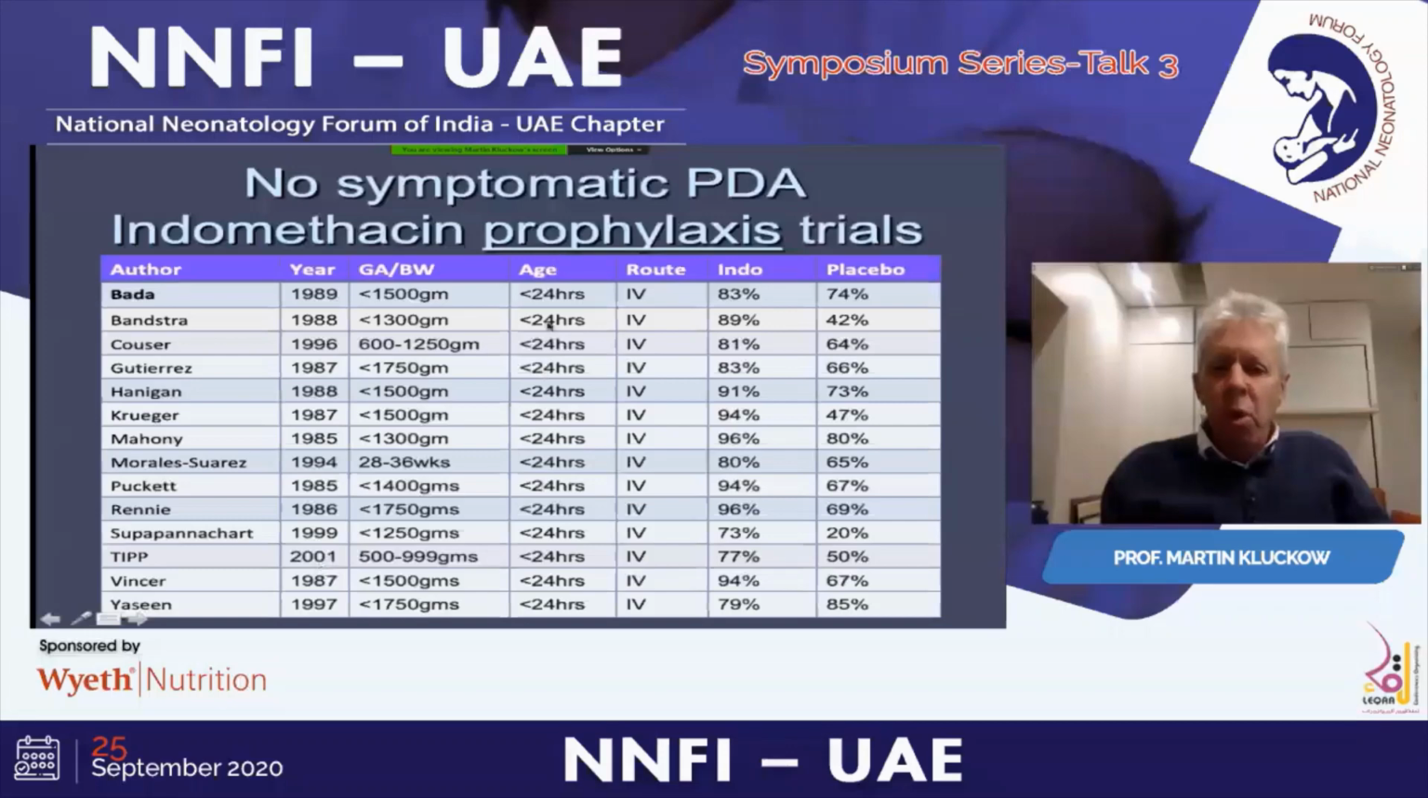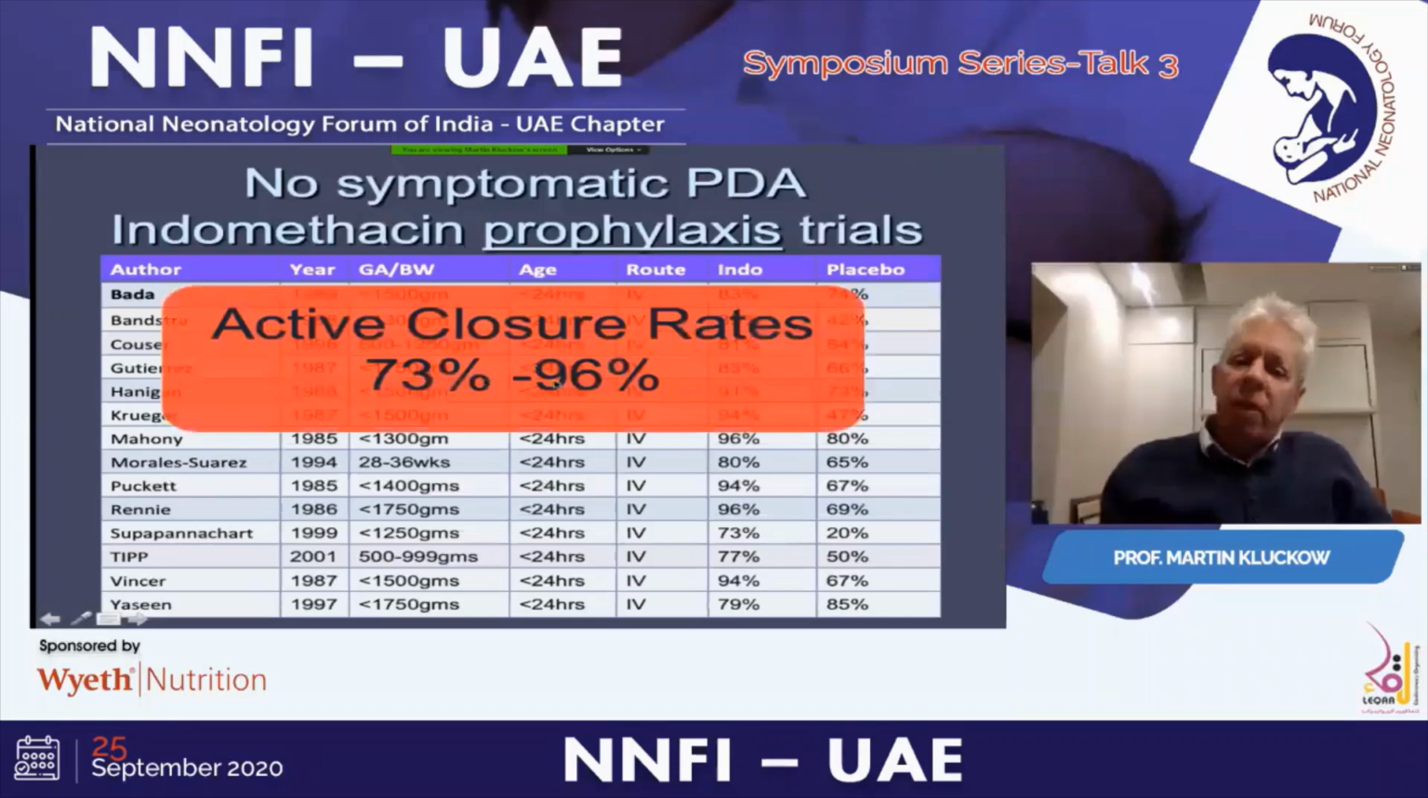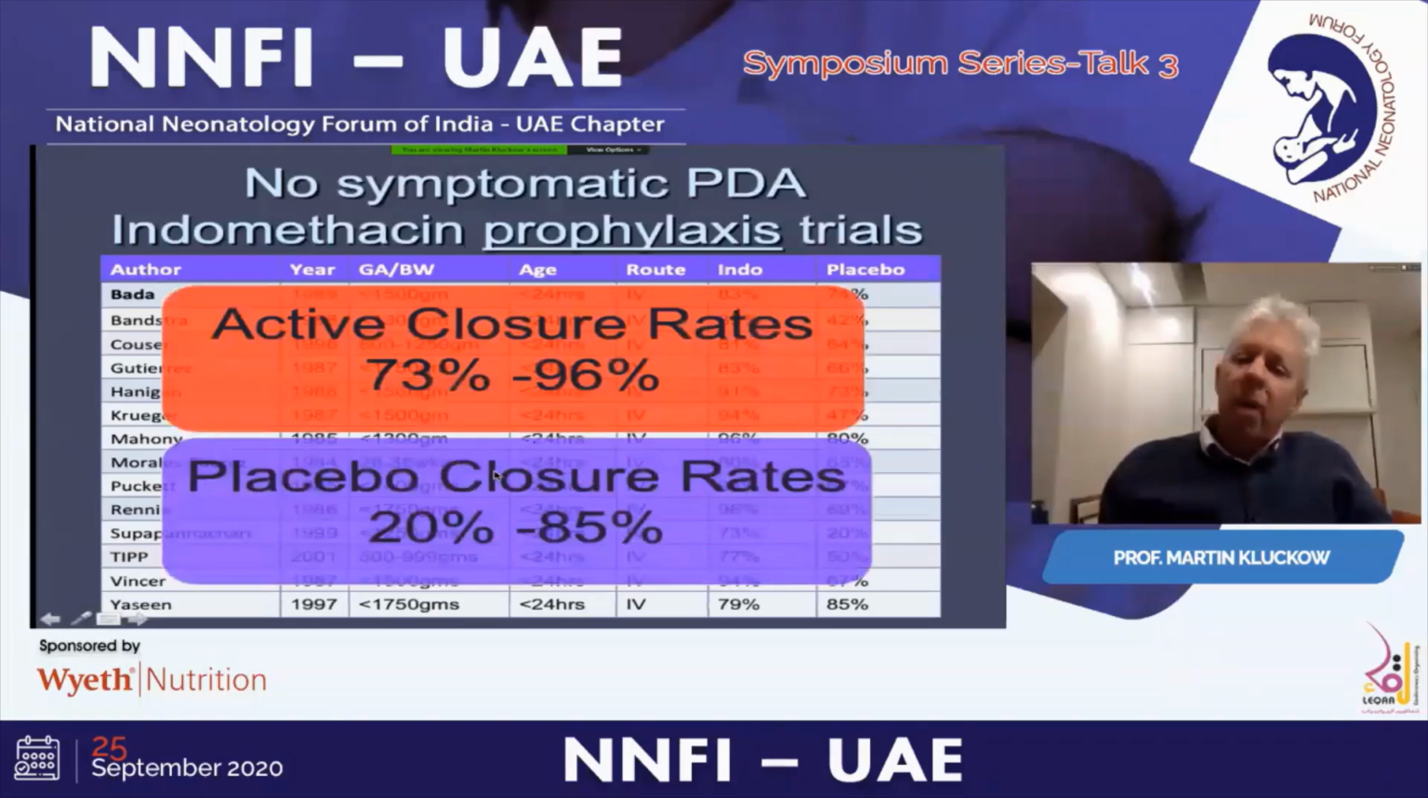This was an early treatment trial, less than 24 hours, intravenous indomethacin versus placebo, and these are the closure rates in the trials. The active closure rate varied from 73% to 96% in the active arm, but in the placebo arm, the closure rates were also between 20% and 85%. So significant closures occur in the placebo arm of these early treatment trials.